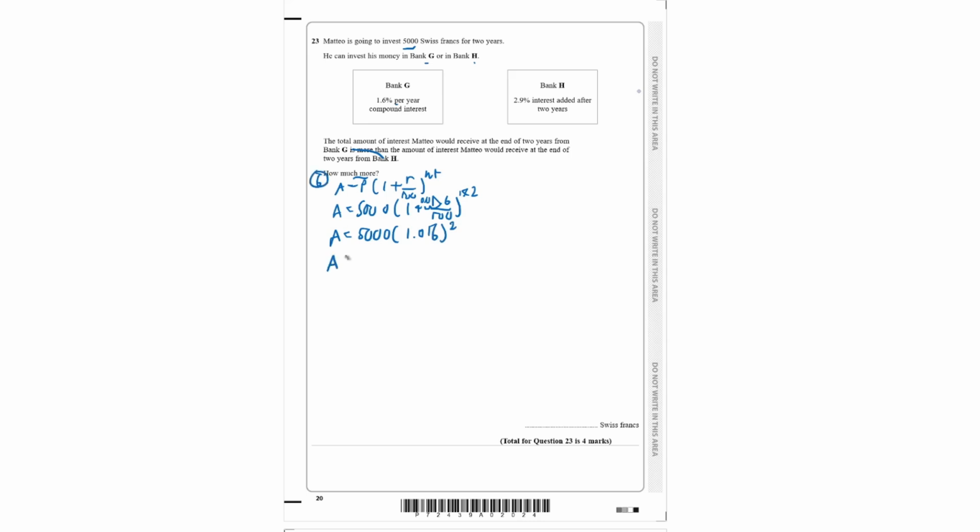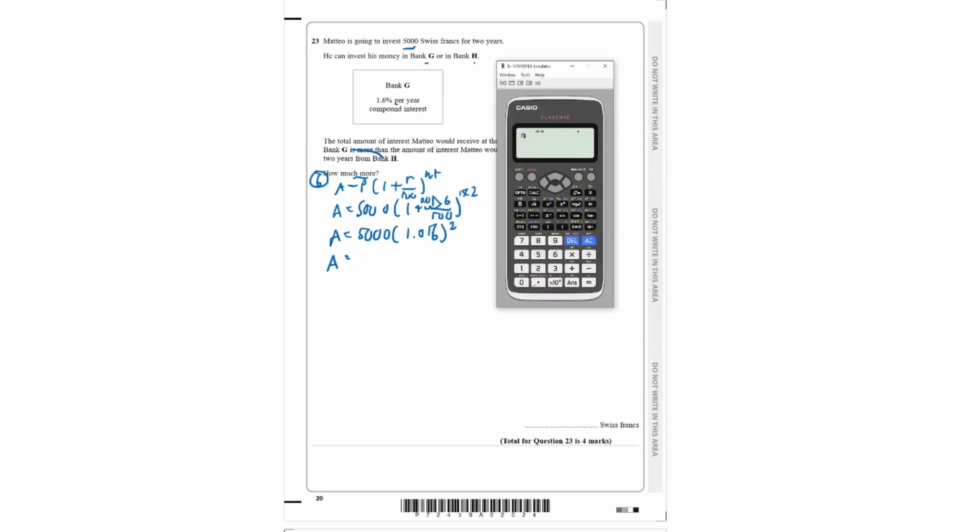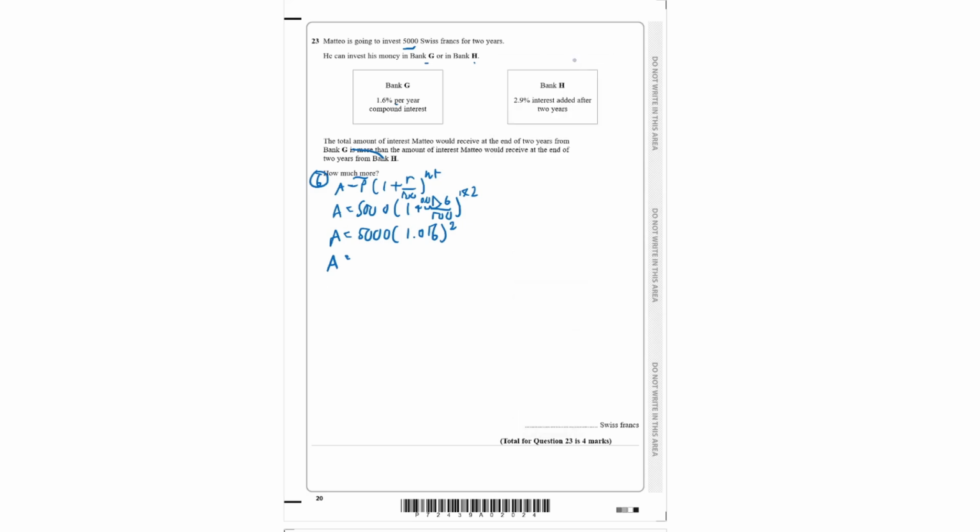And we can use our calculator here to find our answer, which is 5,000 times 1.016 to the power of 2. This gives us 5161.28, $5161.28. Now we can find how much money he receives from Bank H.